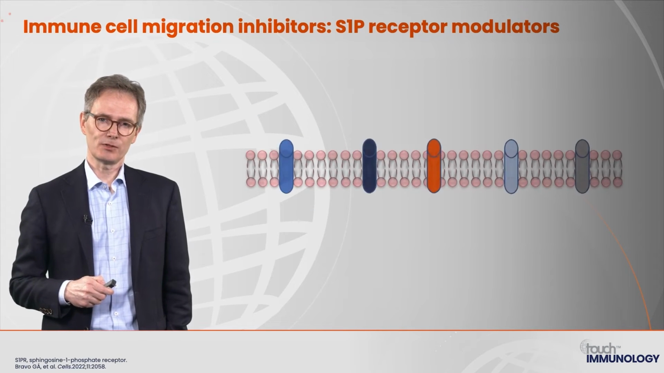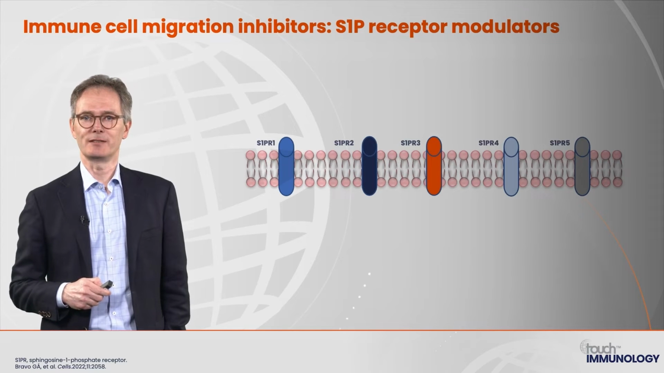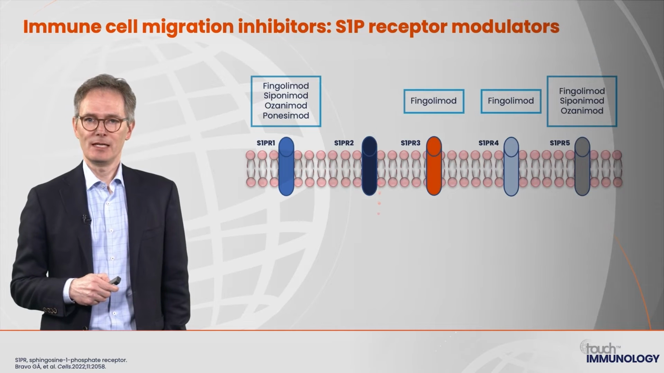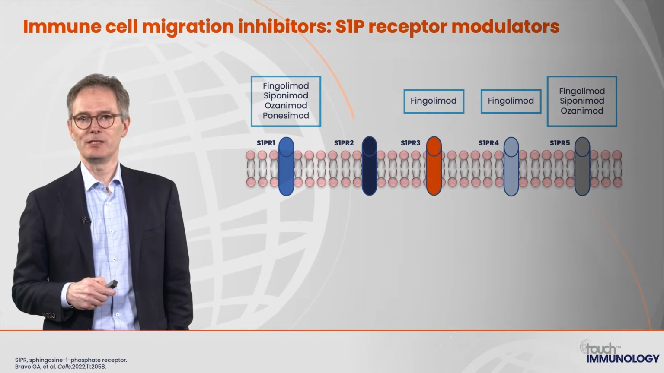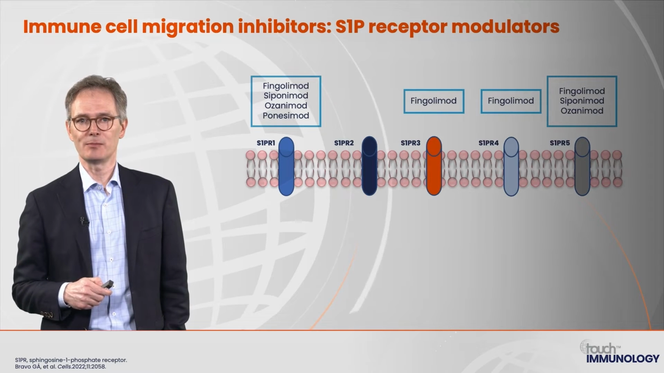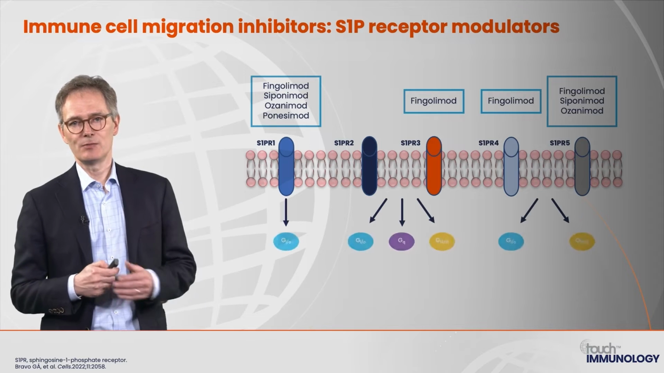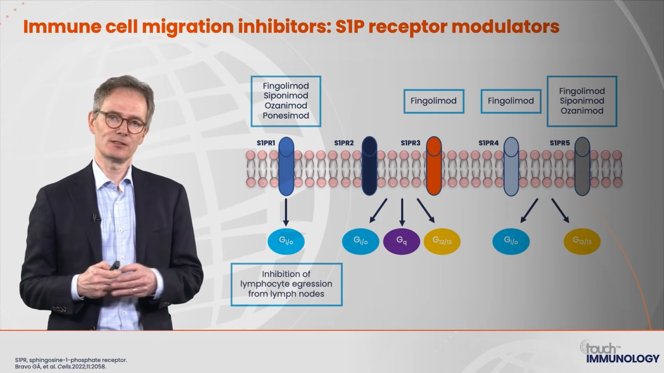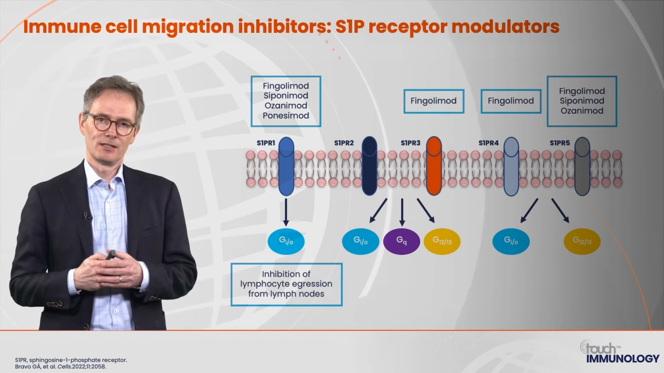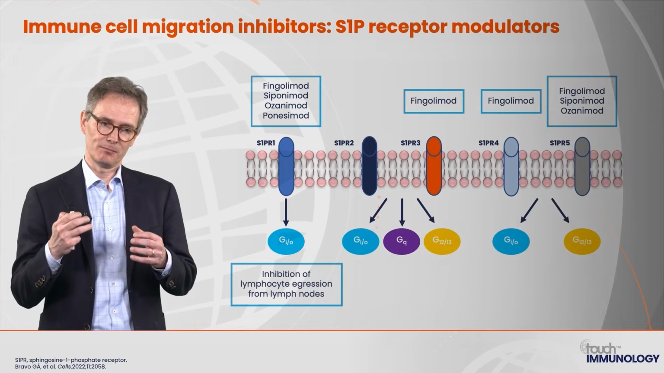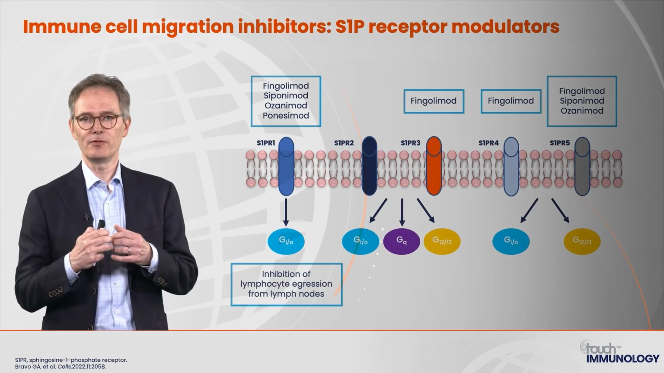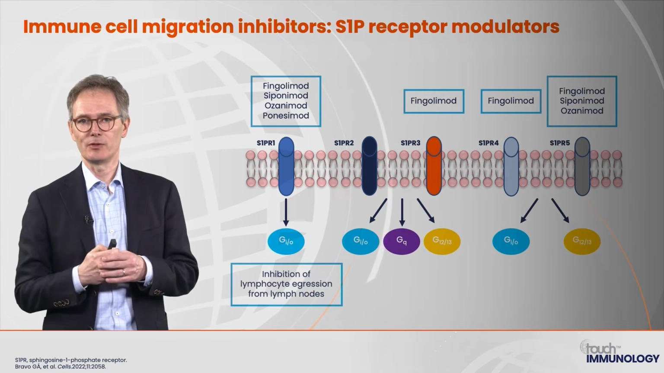The next group of drugs I want to talk about are the S1P receptor modulators. So the first drug in this group was fingolimod. It binds to 4 out of 5 S1P receptors. The most important binding is against the S1P receptor 1. This receptor is responsible for the egress of lymphocytes, so T cells and B cells, from the lymph node into the blood. The receptor is needed so that the immune cells find a gradient of sphingosine in the lymph nodes and thereby can exit the lymph node.